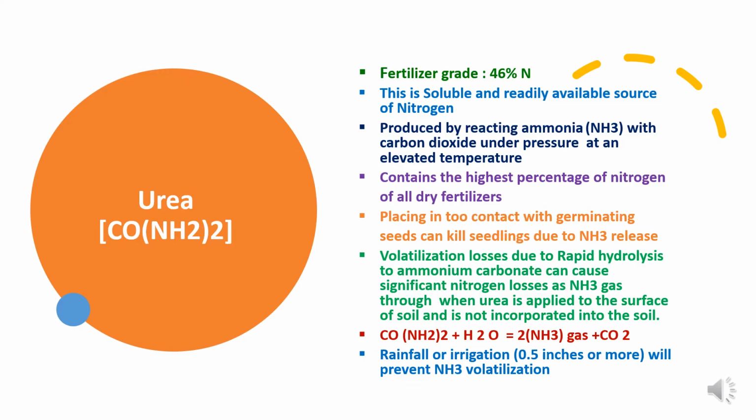Now to study amide form of fertilizers or organic fertilizers of nitrogen. First one is urea, which contains 46% of nitrogen, and these fertilizers are soluble and readily available to the plants. Among dry fertilizers, urea has the highest content of 46% nitrogen, and urea is susceptible to volatilization losses, where nitrogen is lost in ammonia gas form to the atmosphere.